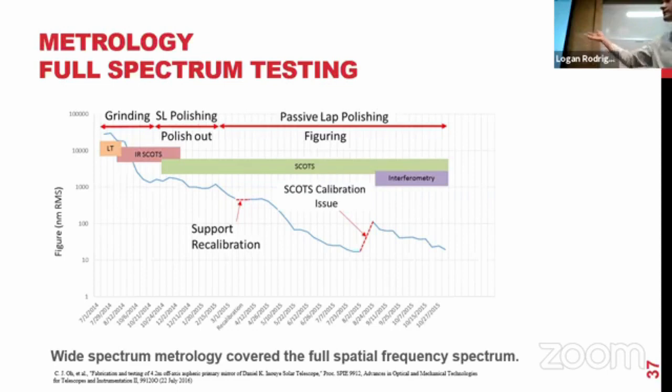I do want to highlight, you can see support recalibration and SCOTS calibration. Without going into too much detail, the SCOTS calibration is analogous to what I said about if you don't know where the hand is. We had something in the system that we didn't calibrate right, and we were getting incorrect data. So that led to some delay, but nothing too serious. The Deccus mirror was fabricated in approximately a year, a little over a year. This is insane. For those of you that don't often build giant mirrors, this is truly crazy. I mean, it was stunning how quickly and how accurately this mirror was made.